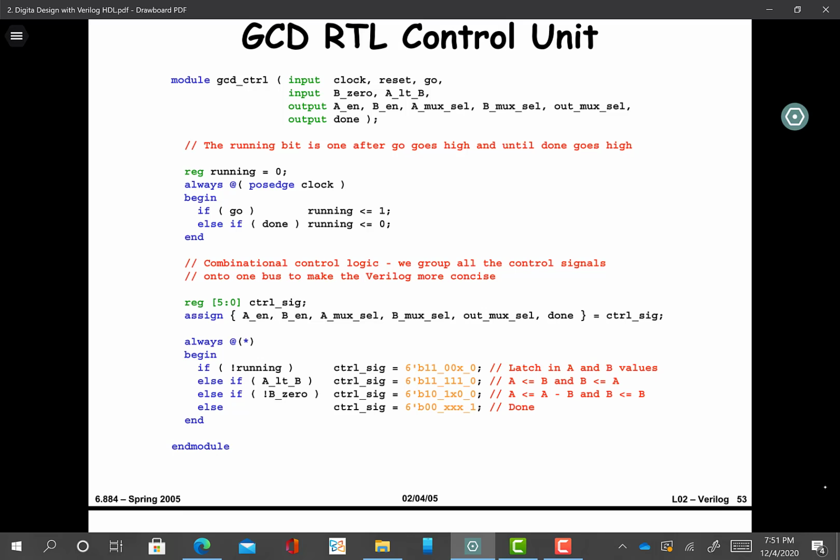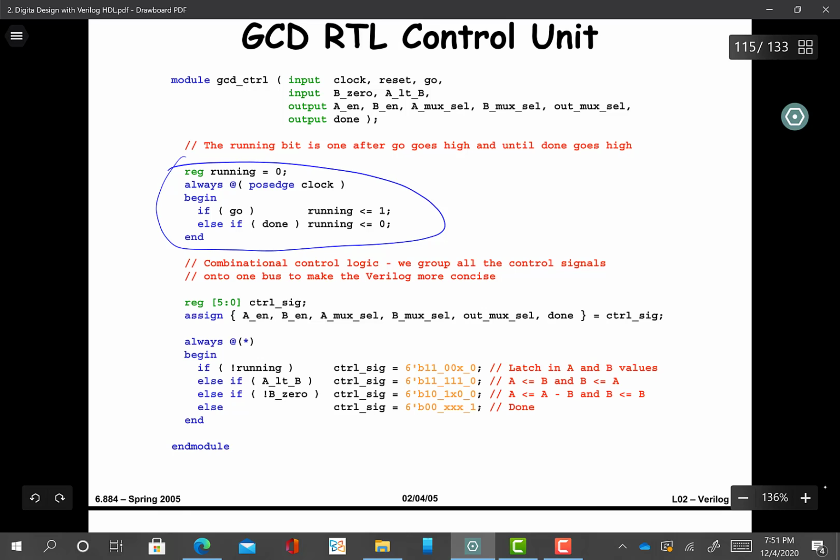So we have defined all the inputs, and this is the logic that was missing on one of the previous slides. So a reg running is equal to 0. This is basically a register, always at posedge of clock. If go running is 1, else if done. So this is basically a register called running, and when this is 1, the circuit is running, the GCD is in running state. Else if it is 0, then we don't need to do anything, and that is checked here.